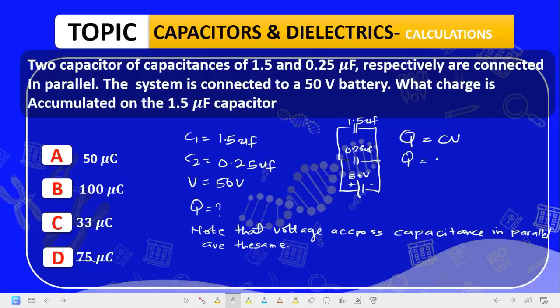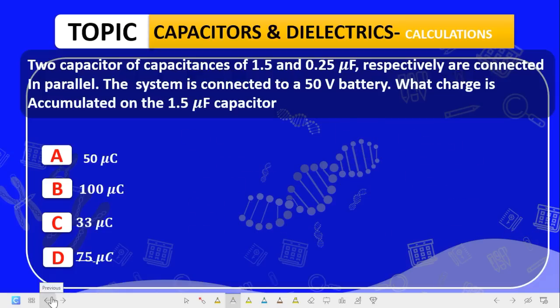And of course, we know that the charge is equal to CV. So our charge will be what? The capacitance for the one in question is 1.5. Then the voltage we said is the same, which is what? 50. And Q will be equal to 1.5 times 50, which will give us 75 microcoulomb. So our correct answer is 75 microcoulomb. Why? Because the capacitance was in microfarad, so automatically the micro still remains, which is microcoulomb. And that is option D as the correct answer to this question.